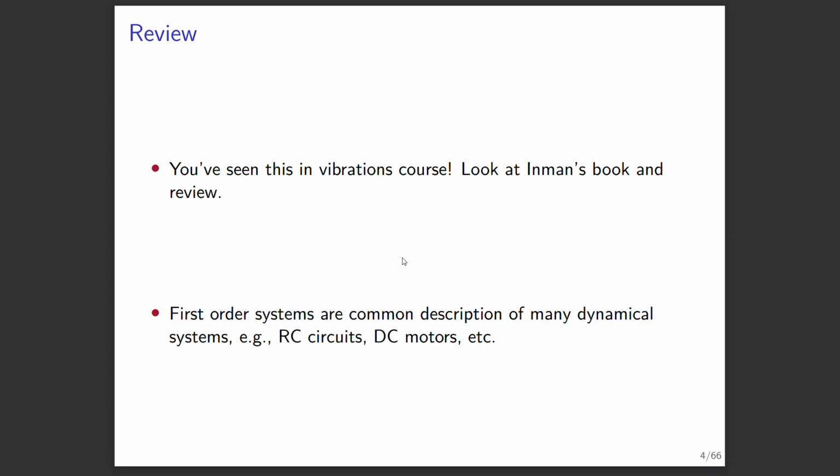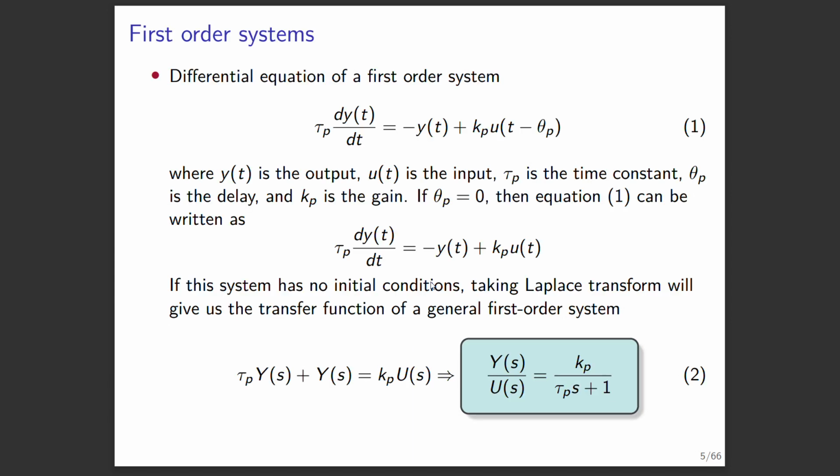So what are some applications of first order systems? They are in a lot of applications around us. RC circuits are first order systems. DC motors, DC servo motors are first order systems. Their differential equation looks like this, equation number 1. So this is a first order differential equation.